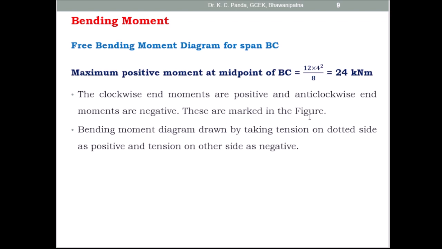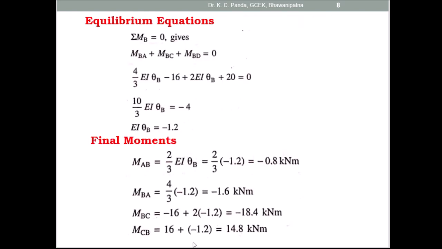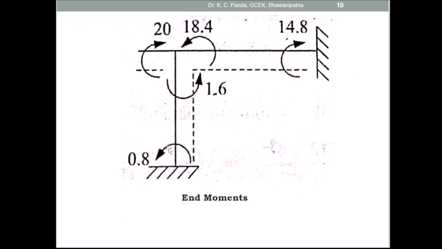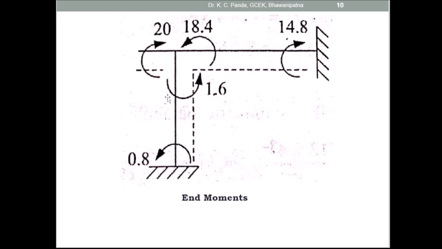These are marked in the figure. So the bending moment diagram is drawn by taking tension on the dotted side as positive and tension on the other side as negative. Look at this figure. So this is the tension inside the dotted side, so you take it positive. So first you give the direction of the moments here. Here MAB is minus 0.8 kilonewton meter, and this is anti-clockwise direction. And MBA is equal to minus 1.6 kilonewton meter, so this is also anti-clockwise direction.